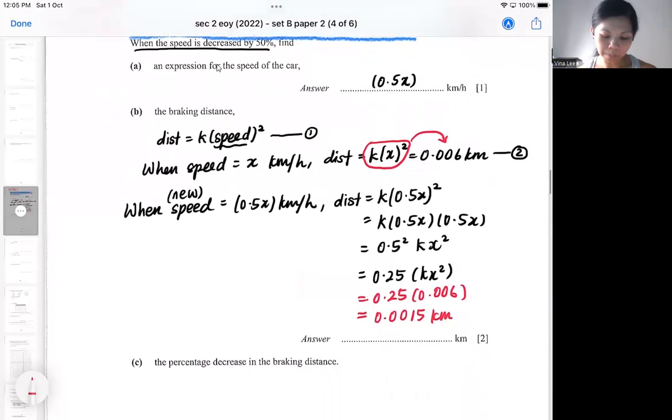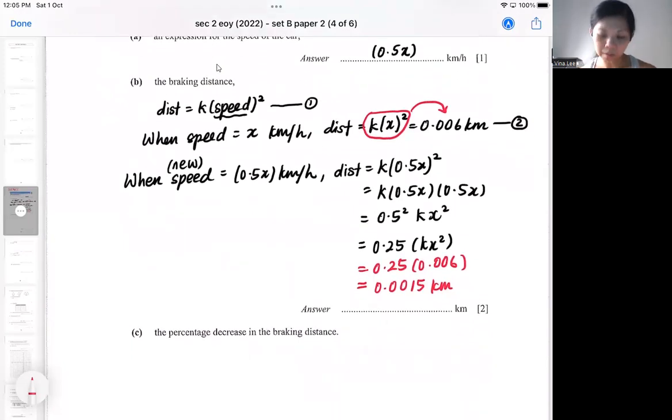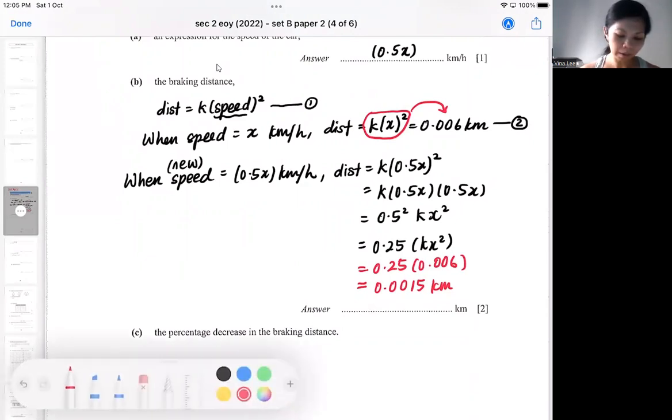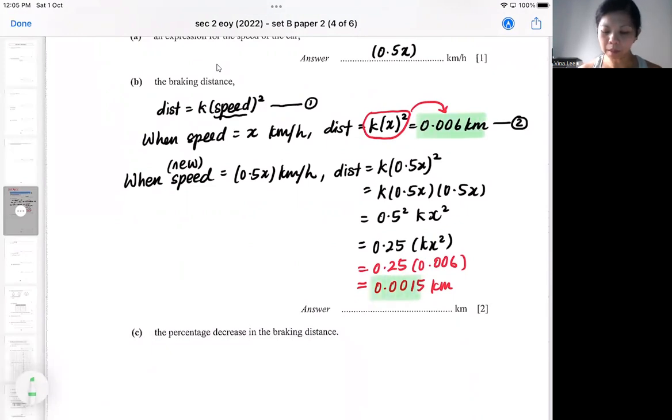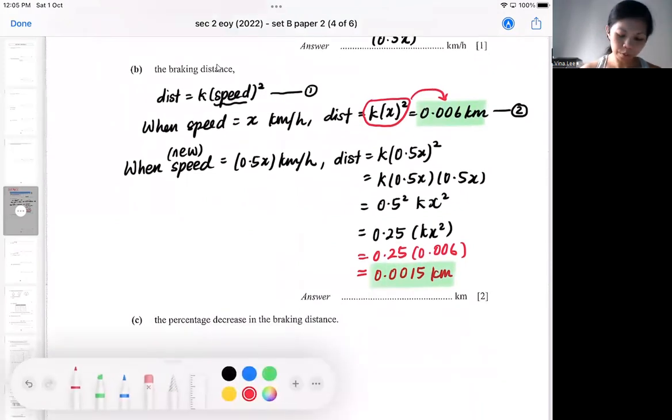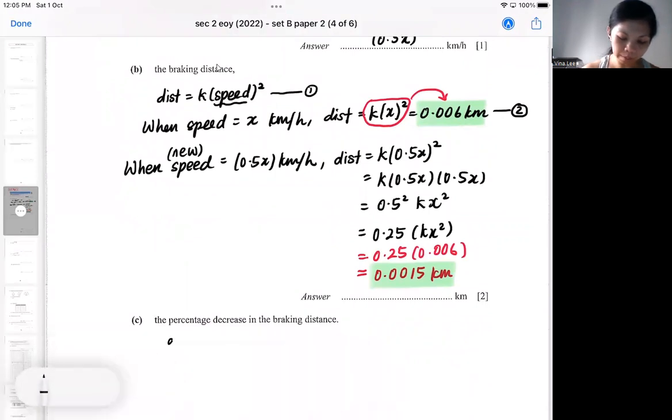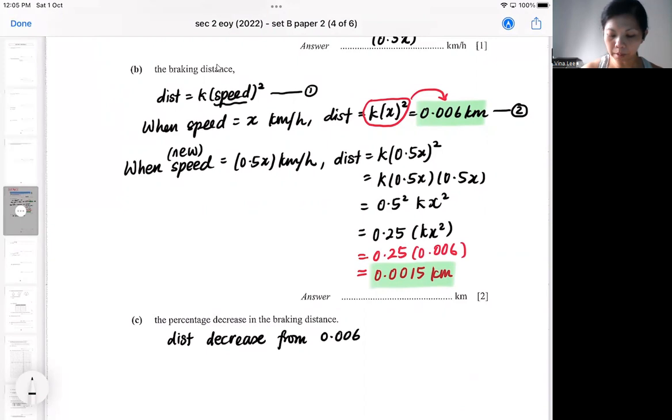Then the last part, the percentage decrease in the braking distance. You should see that this was the original distance, and then it became this. You should be able to see that, right? The distance decreased from 0.006 kilometer to 0.0015 kilometer. So you can calculate the amount of decrease first. I'm sure you can calculate the amount of decrease.